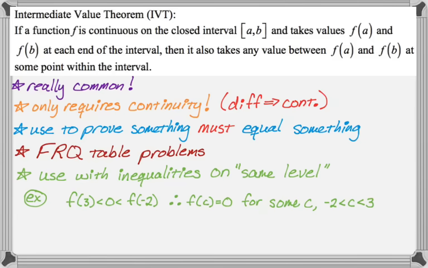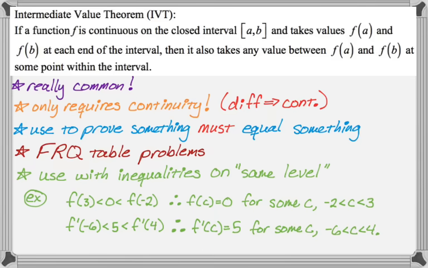You might also use it on f prime. So for example, you might know that f prime of negative 6 is less than 5 and f prime of 4 is greater than 5. And therefore you can say that f prime is equal to 5 for some c between negative 6 and 4, as long as f prime is continuous. So you'll use it on the same level. If you know information about f, you can use the intermediate value theorem to tell you things about f. If you know information about f double prime, you can use the intermediate value theorem to tell you stuff about f double prime. So it's a really common theorem. You're definitely going to end up using it, so keep it in mind.